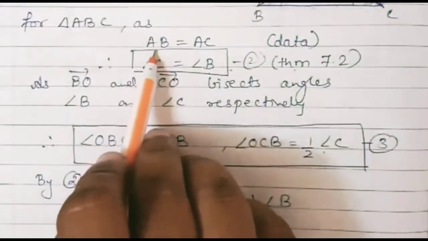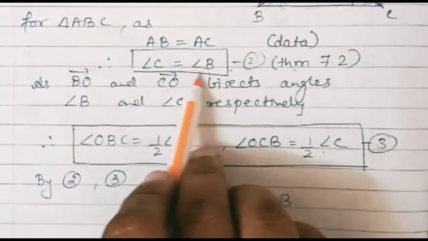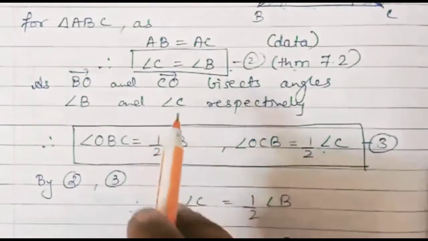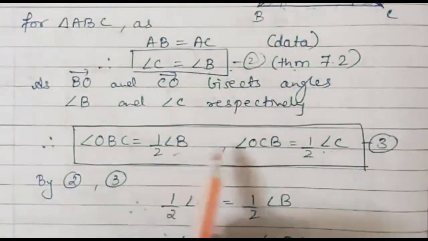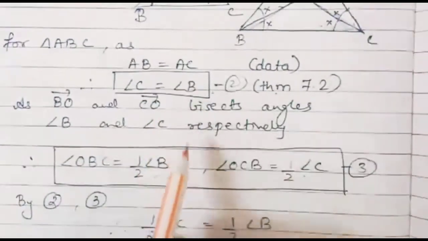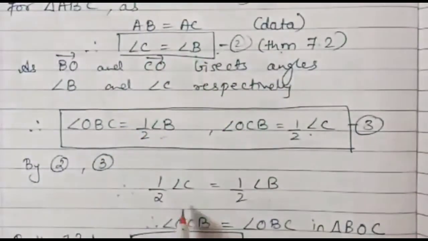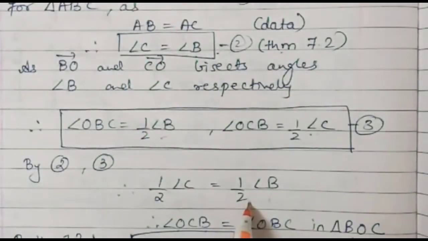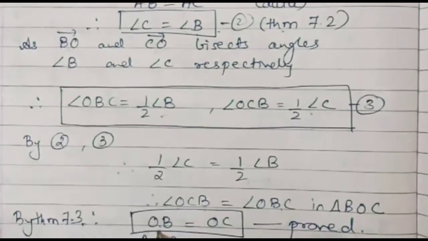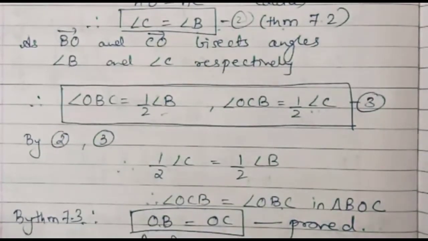So I have written the steps as AB and AC are equal. So by theorem 7.2, angle C and B will be equal. As ray BO and CO bisect the given angles B and C respectively, OBC will be half of angle B and OCB will be half of angle C. Now by result number 2 and result number 3, we can multiply result number 2 by half. So we will get half of angle C is equal to half of angle B. So angle OCB will be equal to angle OBC, which shows that by theorem number 7.3, OB and OC are equal, and hence the first result is proved.